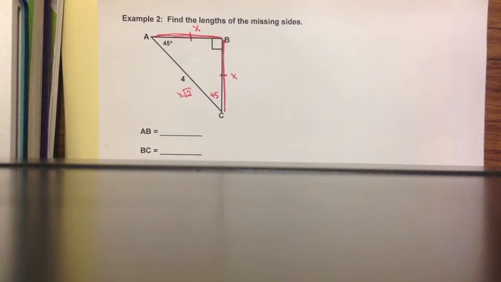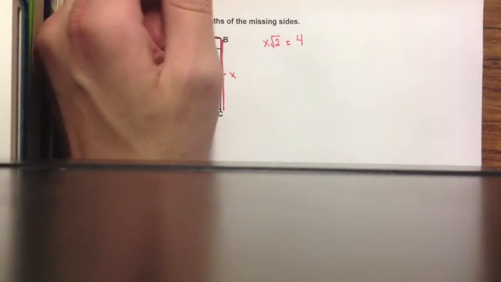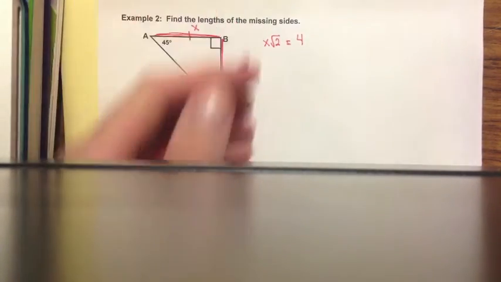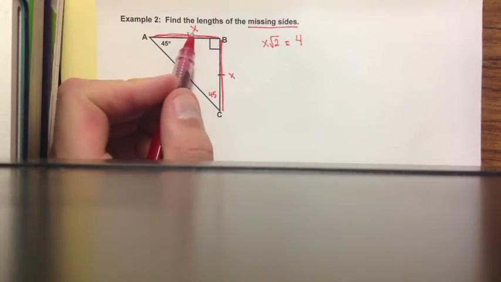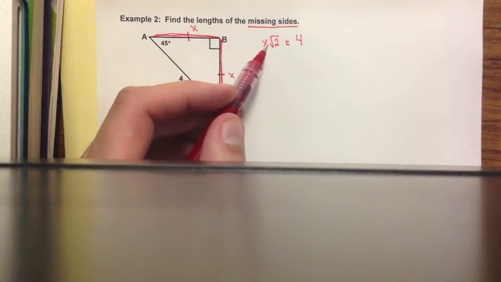The weird part about this one is that now that I'm given the x radical 2, it looks like I have to find the x algebraically. So let's write and solve this equation. Now what I have here is x times radical 2 equals 4. Notice I said times radical 2. And I need to find the value of x.